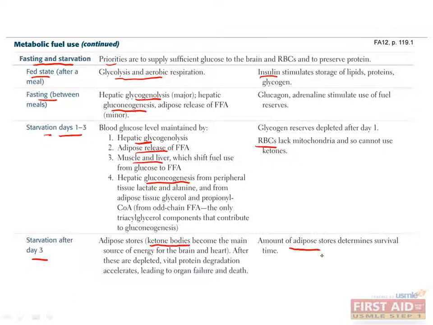Since these ketone bodies are made from fatty acids, the amount of stored adipose tissue determines survival time, assuming you have access to water and other important vitamins and minerals. Once adipose stores are depleted, vital proteins are degraded to make energy, which doesn't take long to result in organ failure and death.